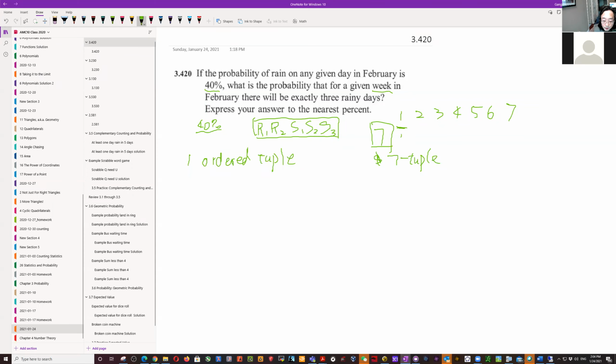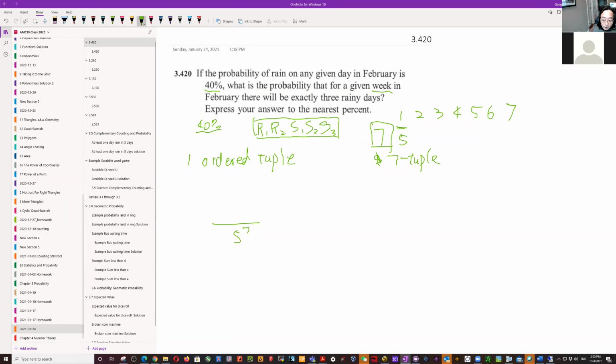So each position is a 5. The second day, you are still free to choose those 5 letters, and you have 7 days. So in the denominator, by ordered tuple, it's 5 to the 7th power. Then we will try to choose how many ways to arrange rain in those 7 positions, where 3 of them are rain and 4 of them are sunny.